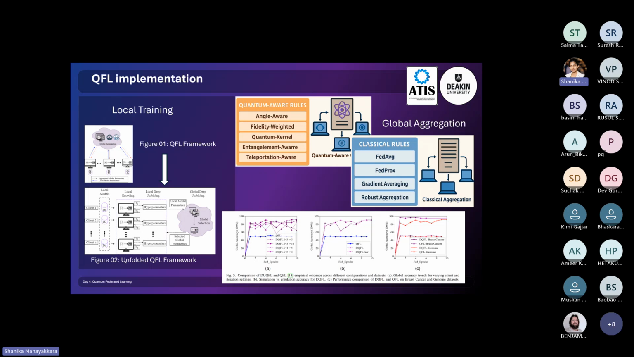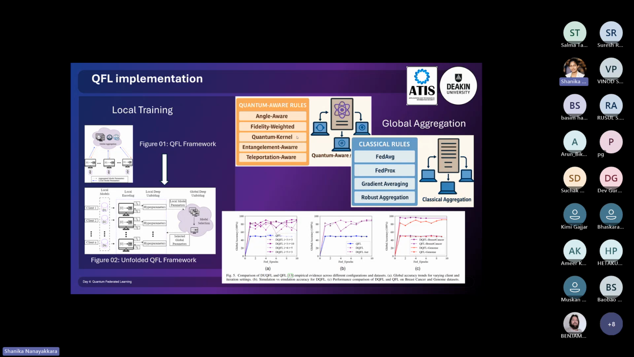Our research lab is unfolding. This unfolding and all these things are related to the classical, but we are trying to integrate them into the quantum world and quantum mechanics, and combine everything. This one shows Figure 1, the QFL framework, as I said earlier. In Figure 2, this is the unfolded QFL framework, a more advanced version. Here I show some of the quantum-aware aggregation rules, and also the classical rules. You know these already, I guess.